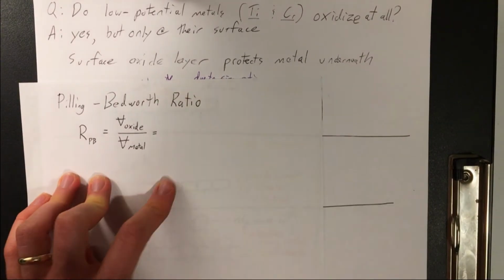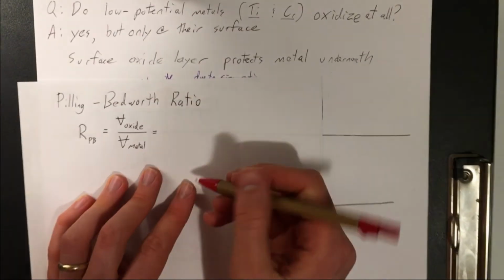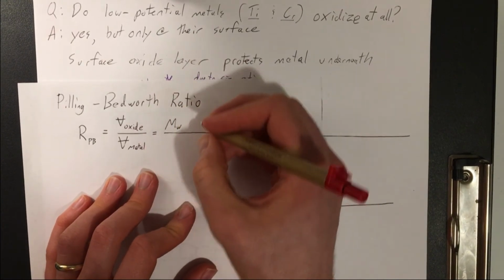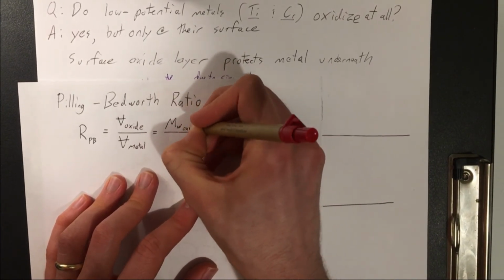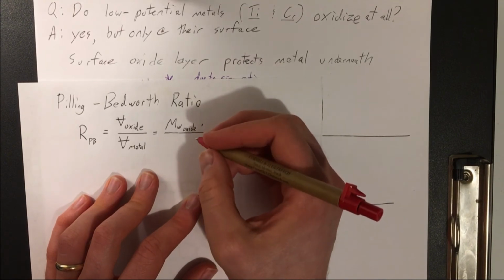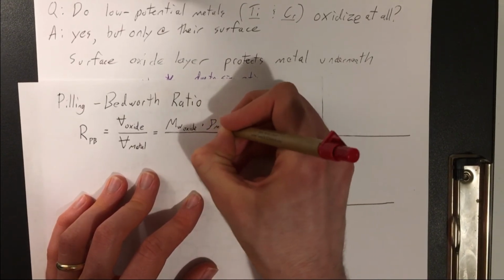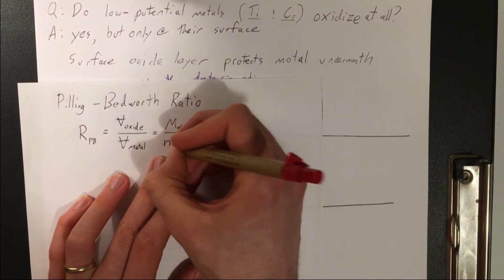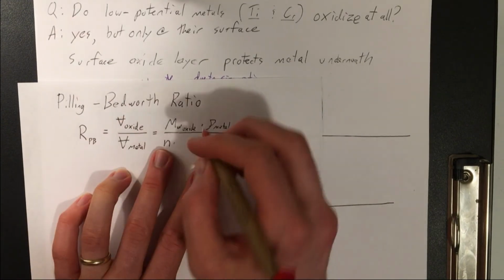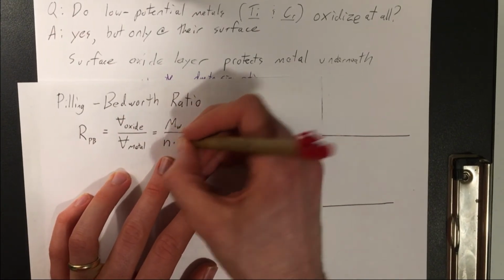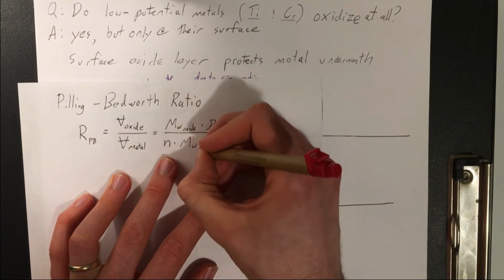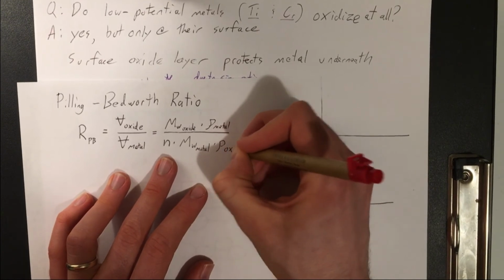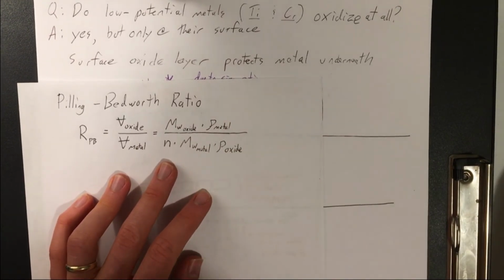And it turns out we can quantitatively predict these things via a description of the molecular weight of oxide times the density of the metal times this quantity n. This is a different n. This is an n that is related to the n we talked about before, but I'll get to it in just a moment. And times the molecular weight of the metal times the density of the oxide.